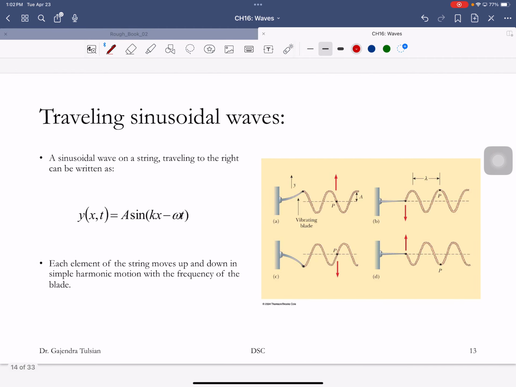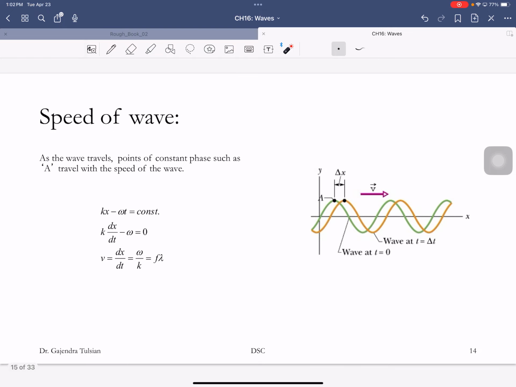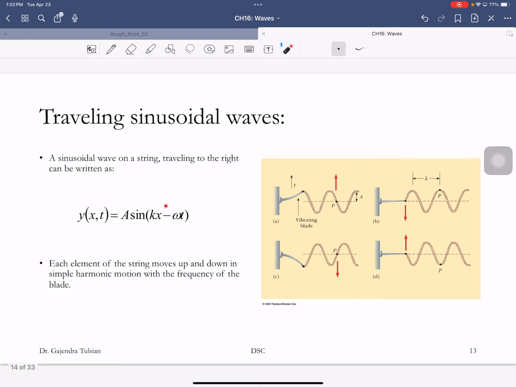So we've seen this. Here's a sine wave traveling to the right. This part has the wavelength in it, and this part has the frequency in it. This is called the phase of the wave. So here's how you think about it.